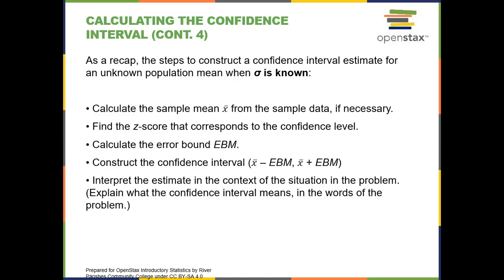As a recap, the steps to construct a confidence interval estimate for an unknown population mean when sigma is known. Calculate the sample mean x bar from the sample data if necessary. Find the z-score that corresponds to the confidence level. Calculate the error bound for the mean, or margin of error. And for the confidence interval, the lower boundary is x bar minus EBM, and the upper boundary is x bar plus EBM. Interpret the estimate in the context of the problem.